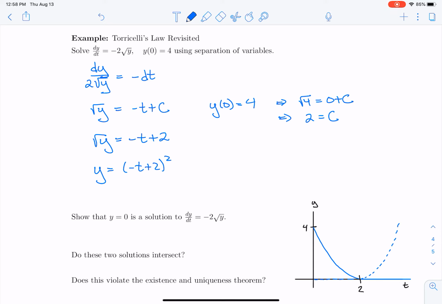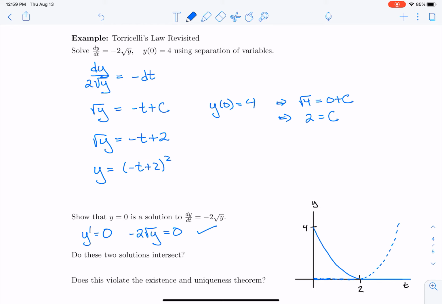Okay, so I found my solution to the differential equation, but wait a minute, is y equals 0 also a solution? What happens if you take the derivative of 0? Well, you would get 0, but negative 2 square root of y in that case is also 0. So y equals 0 is also a solution. And I've actually graphed that on this plot as well. I've made a little dotted line here that graphs y equals 0 as it goes across.